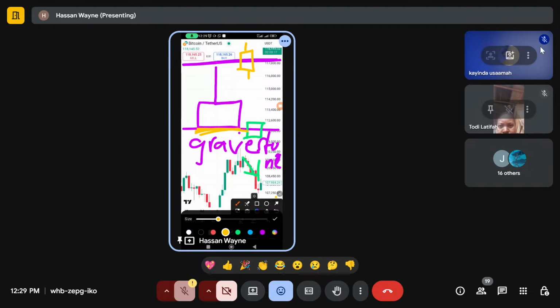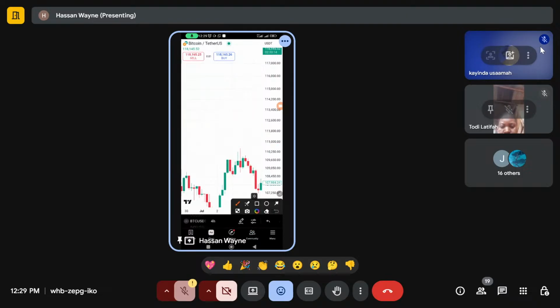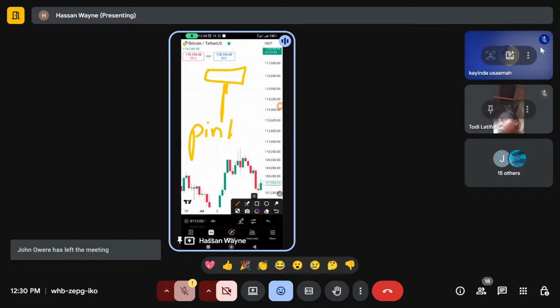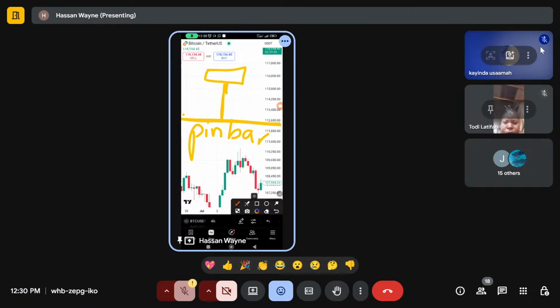And another candle which acts like a hanging man or hammer. If you find a candle like this with no wick at the top, it means it is a pin bar. And this one is good to trade at support. As with a hammer, remember even our hammer, we trade it at support. This is our hammer. It is good to trade a hammer or a pin bar at support area.